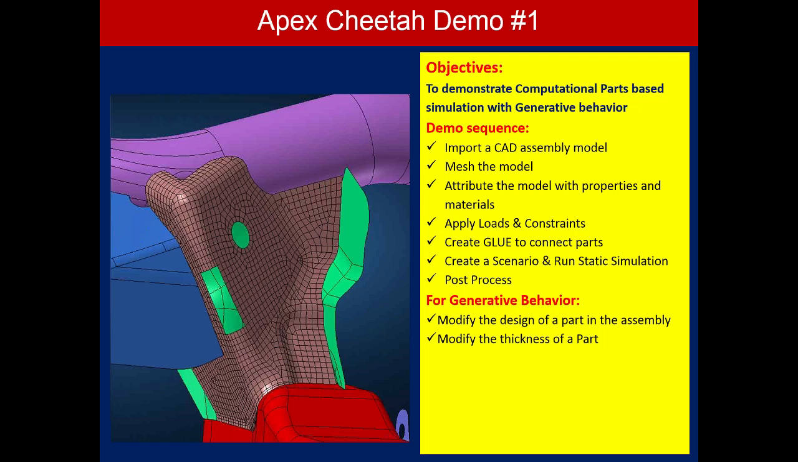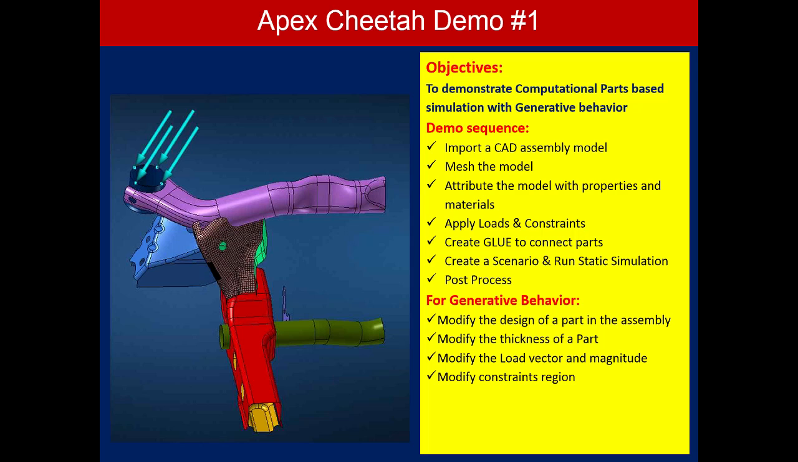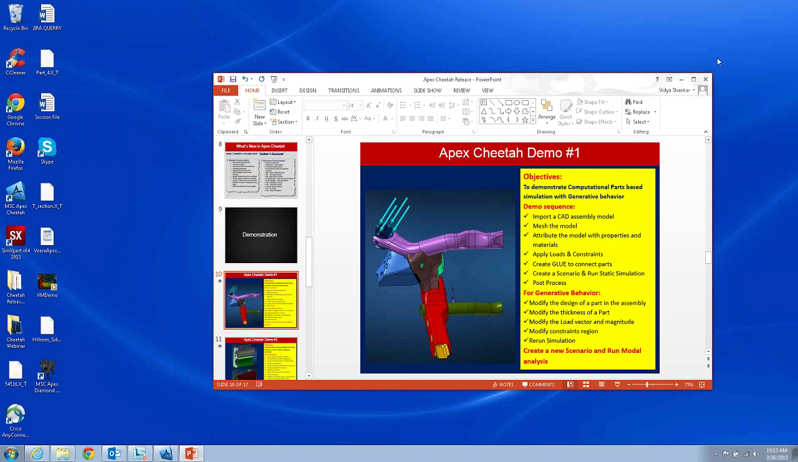Then we are going to increase the thickness of some parts. Then we are also going to modify the load distribution, and update the constraints region, and then rerun the simulation. How all these things are generative in nature, you are going to see in the demonstration. And we can switch the scenarios from static to modal analysis and rerun that one. All these things are going to be part of the first part of the demo. Now let's go to the demonstration.